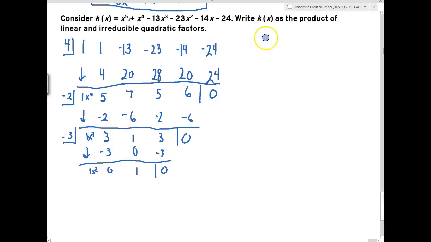So in order to write all these factors, first I had x minus 4 as a factor. I had x minus negative 2 or x plus 2 as a factor. I had x minus negative 3, which is x plus 3 as a factor. And I ended up with x squared and a constant of 1 as a factor because 0x we don't have to write. And to find the zeros, we could set that equal to 0, but really it's our k of x rewritten.